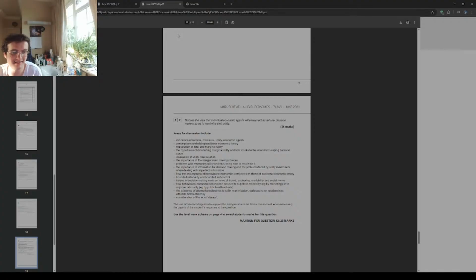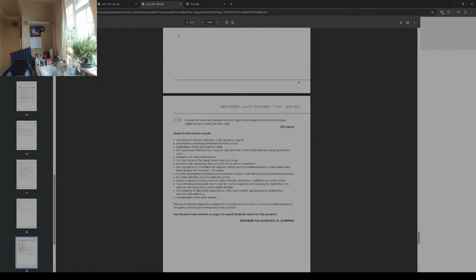Okay, assumptions of underlying traditional economic theory. Explanation of total and marginal utility. Yeah, marginal is like the extra. Hypothesis of diminishing marginal utility and how it links to the downward sloping demand curve. Discussion of utility maximization, importance of margin when making choices, problems with measuring utility, and the rationality. Consideration of the word.